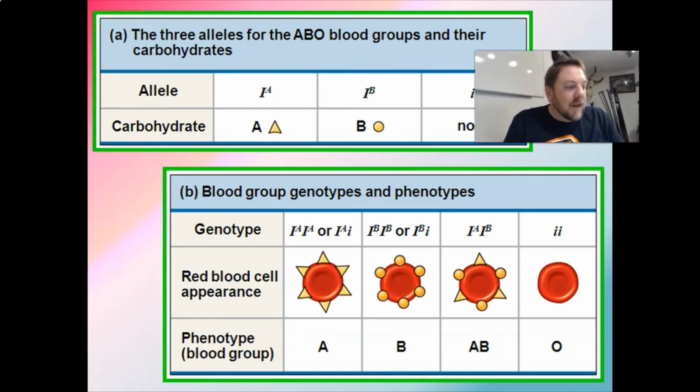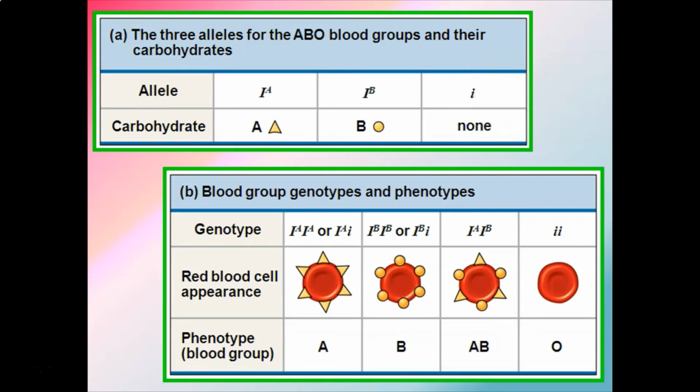All right. And if you take a look at our last one here, what if both parents gave you O? Little i, little i. Well, then you don't make the enzyme that puts those carbs on there, so you're just type O.